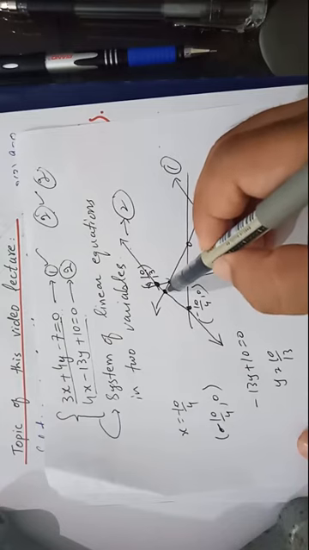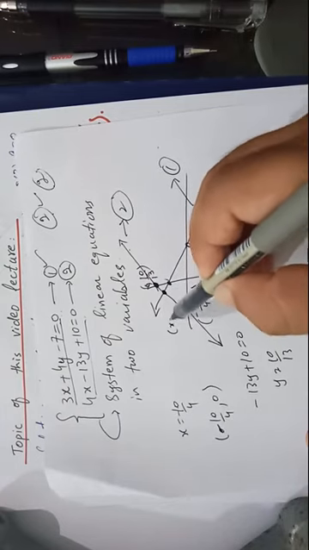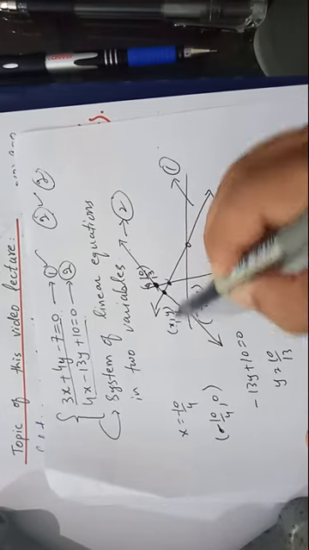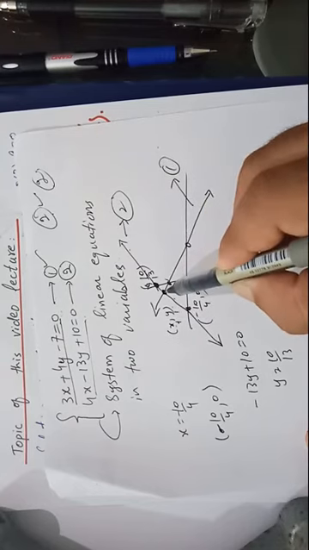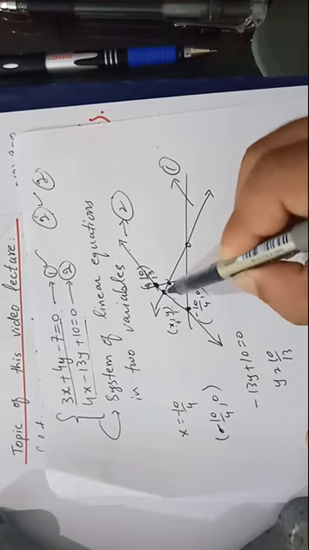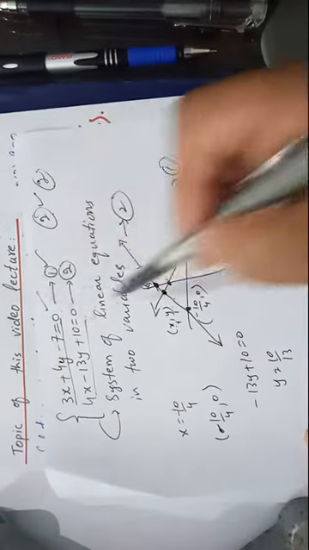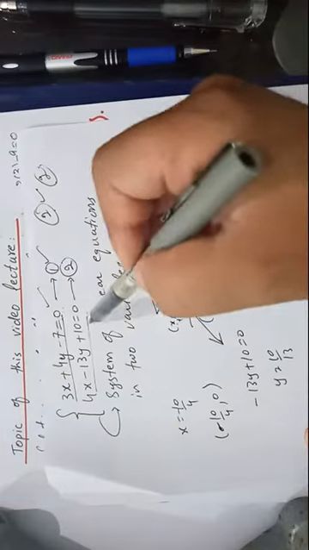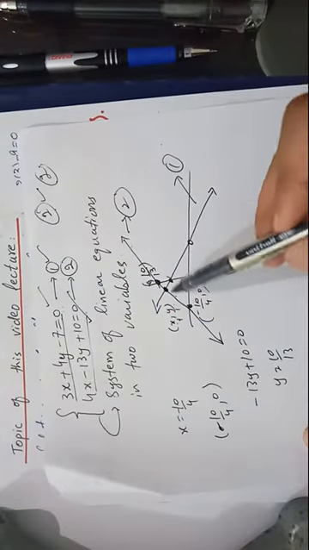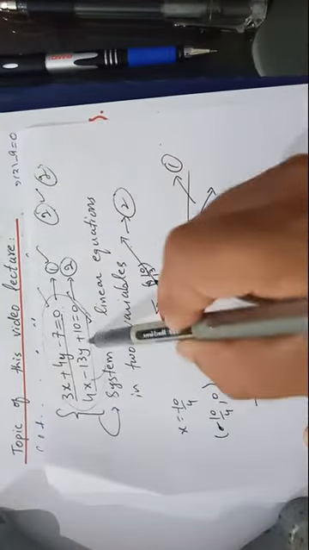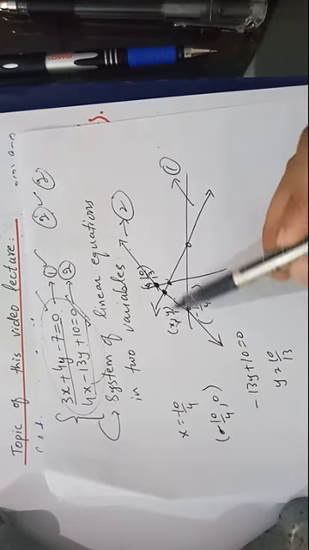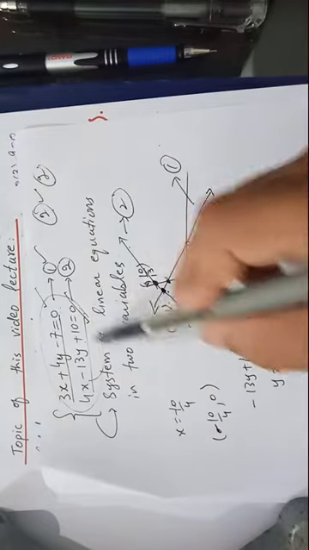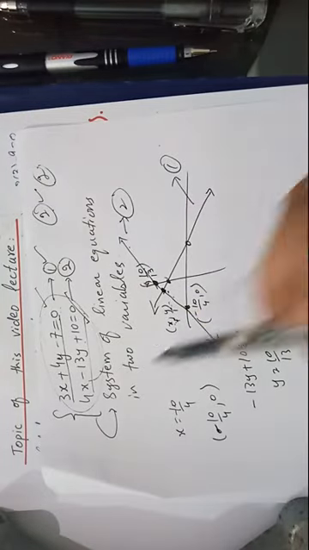So this point must have some ordered pair, some value of x and some value of y. So this is the solution for both the equations, because you see that this point lies on both the lines. So this point will satisfy equation number 1, and this point will also satisfy equation number 2. So that's why such types of systems are called simultaneous linear systems, because for these single values of the variables these equations are satisfied.